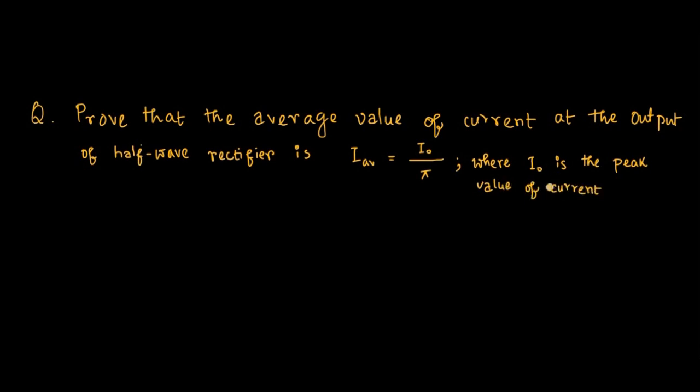Under bracket, I equal to I0 sin omega t, which is sinusoidal current. I0 is the peak value of current under bracket I equal to I0 sin omega t, obtained at the output of a half-wave rectifier.